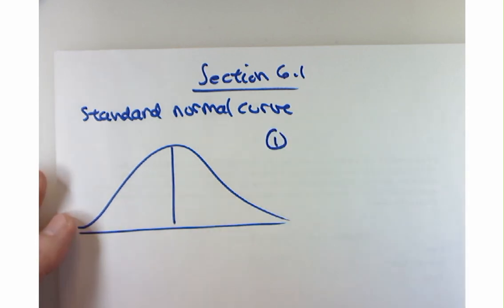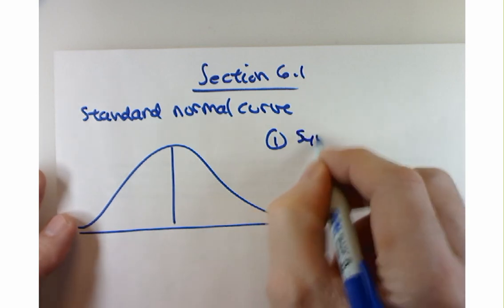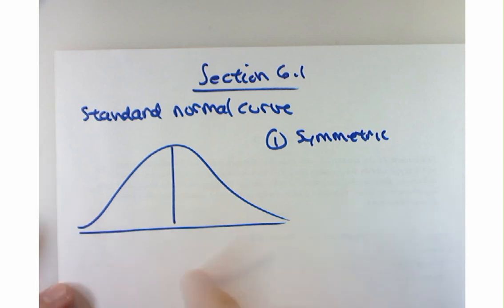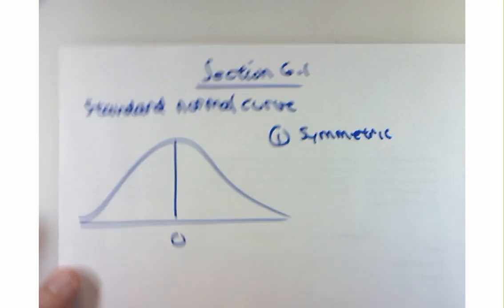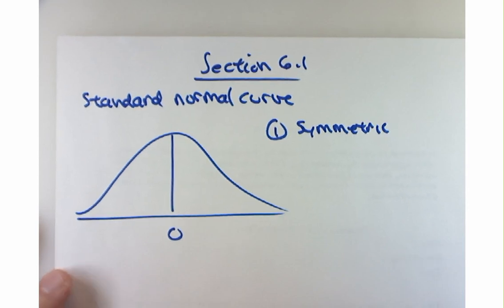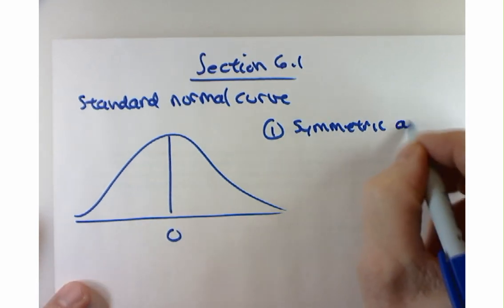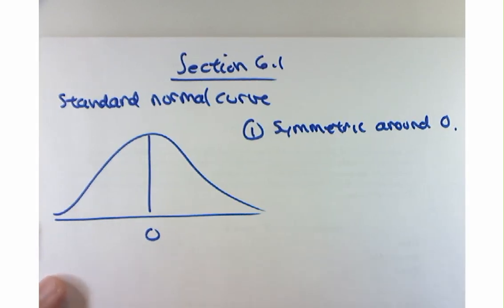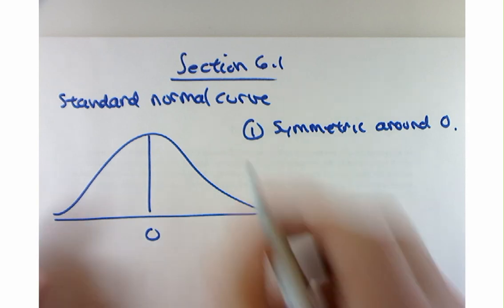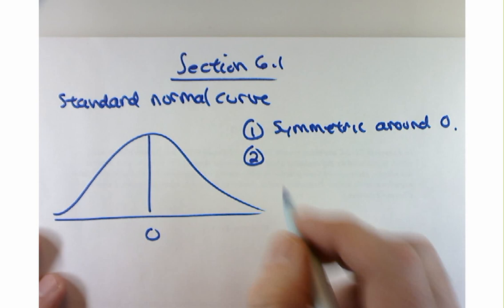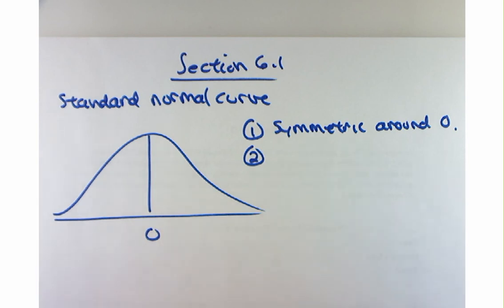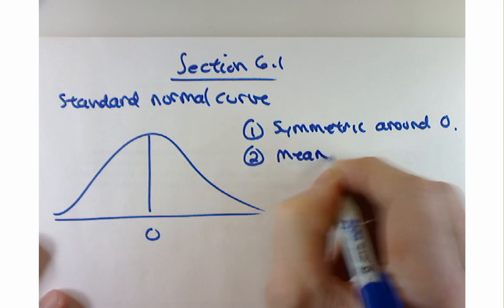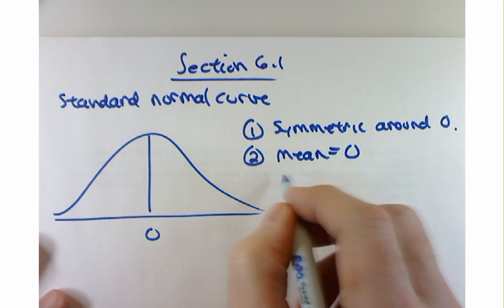First thing to notice is that it's symmetric. So the left-hand side and the right-hand side of this graph are equal. And in this case, with the standard normal curve, it's symmetric around 0. So to the left of 0, to the right of 0, it's the same. What makes this the standard normal curve is that it has a mean of 0 and a standard deviation of 1.